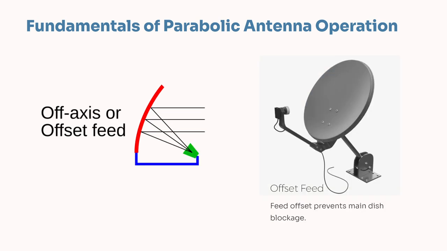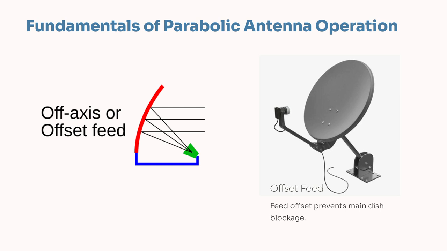In this slide, an offset feed parabolic antenna is demonstrated. The main reflecting surface is a segment of a larger parabolic reflector, represented by the red curve. Unlike a full parabolic reflector, which has the feed positioned at the focal point in the center, the offset feed design uses a portion of the parabola, so the focus is off to the side.